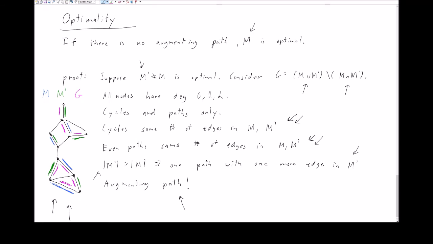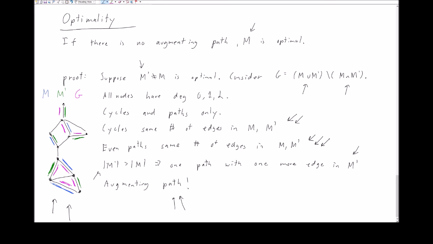In this case, it's going to be an augmenting path with respect to the matching M. It's going to be an augmenting path because it's going to alternate between edges of M and not M. Every other edge is included in M prime, which is a non-matching edge for M. It's also going to have an odd length. It won't be an even length path because the even length paths have the same number of edges. This is that odd length path. And finally, both endpoints of this path are going to be exposed. That's because they're edges of M prime and not M.